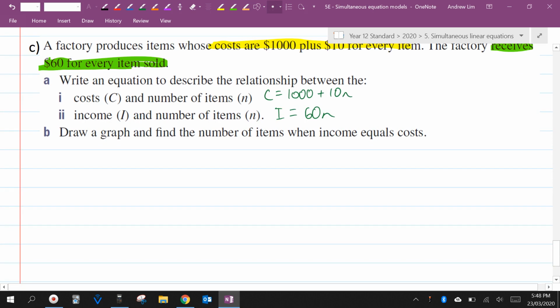I want to know how big my graph needs to be. So all I'm going to say for part B, I'm going to just work out the break-even point by saying income has to equal cost. Well, if income is 60N and cost is 1,000 plus 10N, and I got that from the questions before, then I can subtract 10N from both sides. 50N is equal to 1,000. Divide both sides by 50. So N should equal 20.